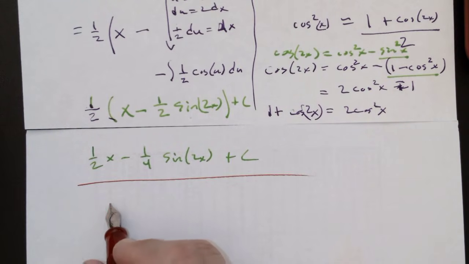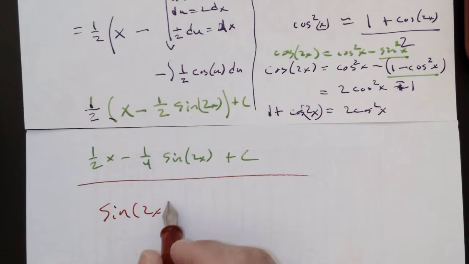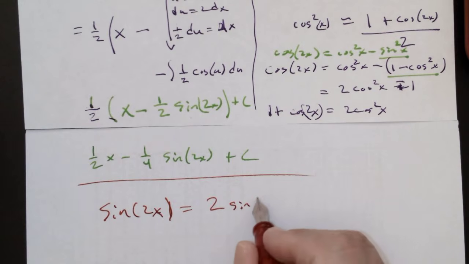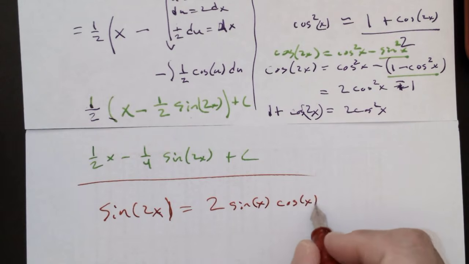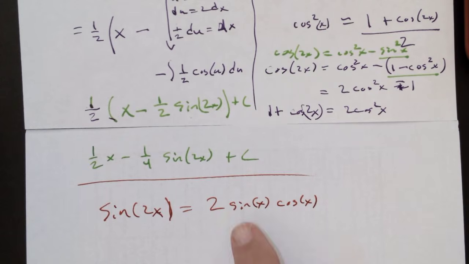Does anybody remember the formula for sine of 2x? This is why there's a formula sheet there. 2 sine x cosine x. Which means if I have the same power, I might be able to make my life easier that way. And then only end up with one trig function.